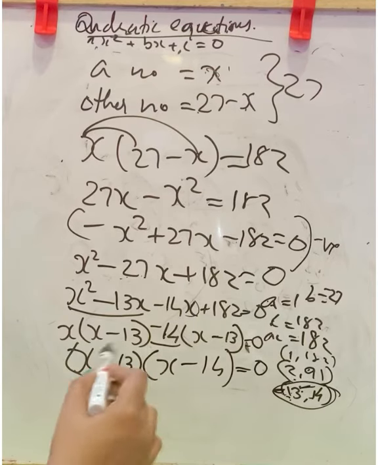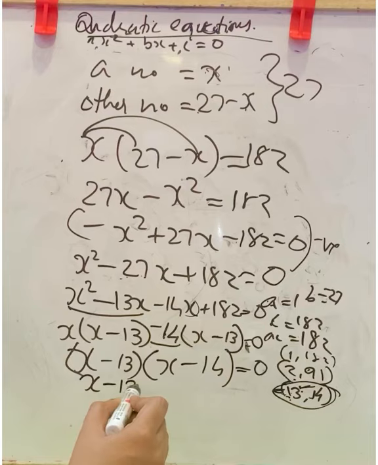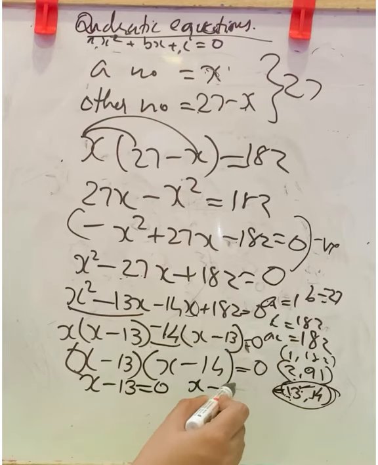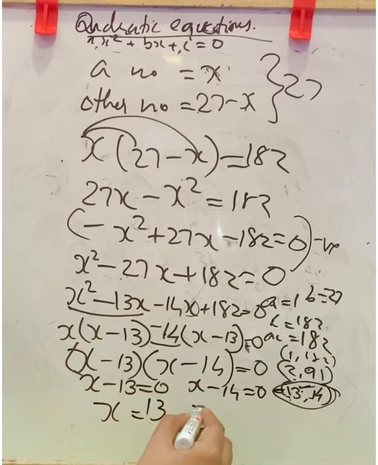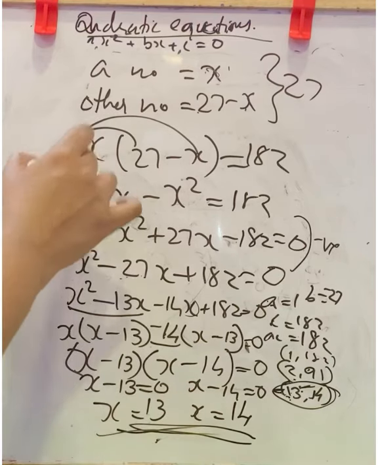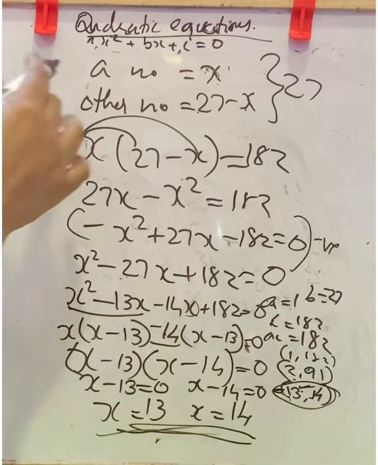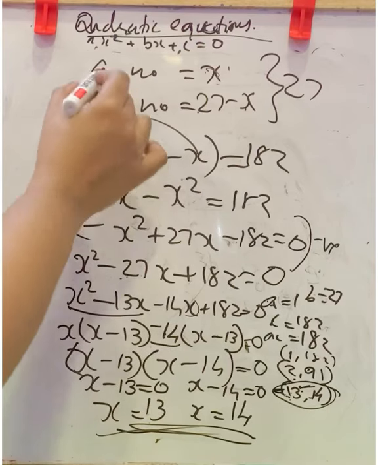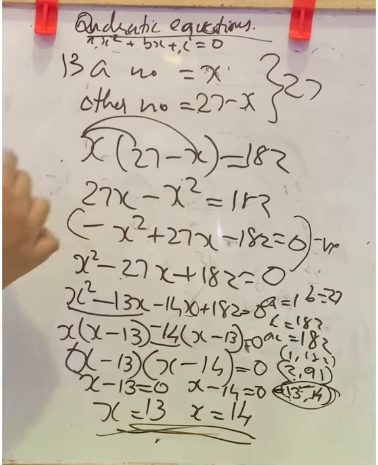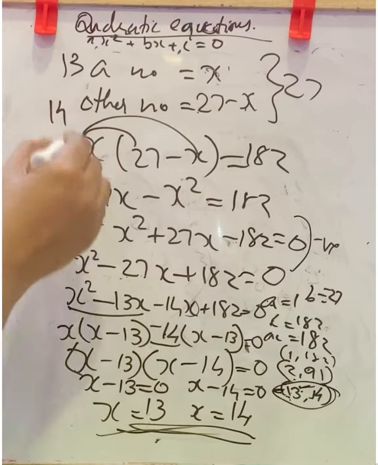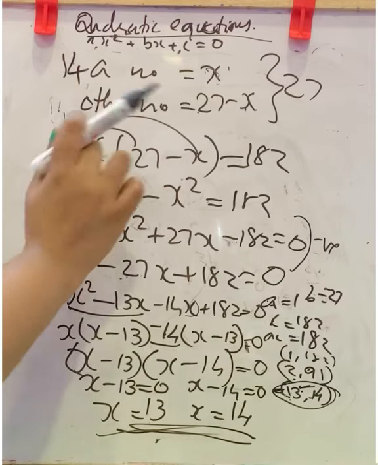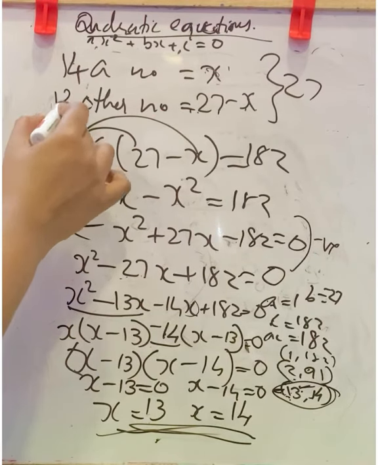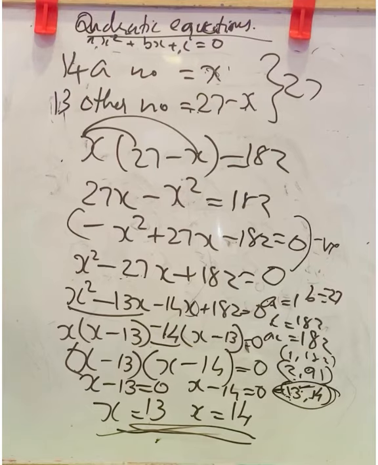Next, equate each factor to 0. x minus 13 equal to 0 and x minus 14 equal to 0. Here x is equal to minus 13 going to RHS, positive 13. x is equal to minus 14 going to RHS, positive 14. So these are the roots of this given equation. Coming to the statement, we can say if one number is 13, the other number will be 27 minus 13, that is 14. Or if one number is 14, then it becomes 27 minus 14, 13. So the two numbers are 13 and 14.